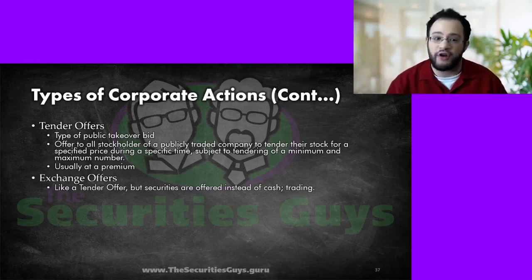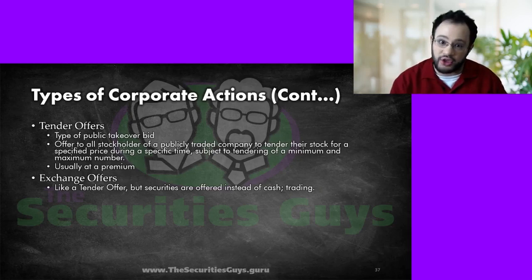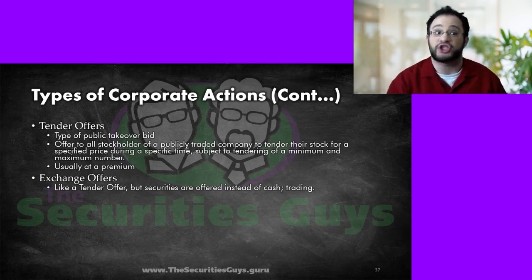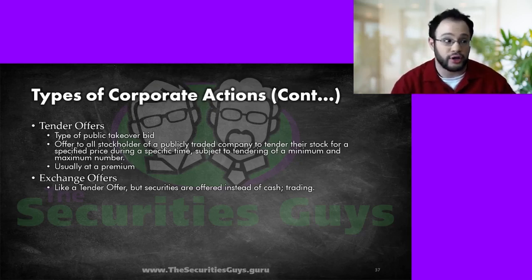An exchange offer is like a tender offer, but securities are offered instead of cash. I'm trading you my securities for yours so I can take over your company. In certain situations, I don't really know of any off the top of my head, besides, I guess AT&T took over Singular, where they could have offered Singular shareholders AT&T stock in exchange for their Singular shares. So then AT&T gained control of Singular that way. Possibly. I'm not exactly sure, but that's one of the ways a takeover could occur.